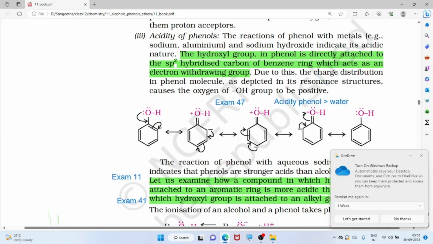Water is more acidic than alcohol, but phenol is more acidic than the water because of this resonance. After losing a proton, it will form a phenoxide ion that is very stable. So it is more acidic. Phenol is more acidic than the water.